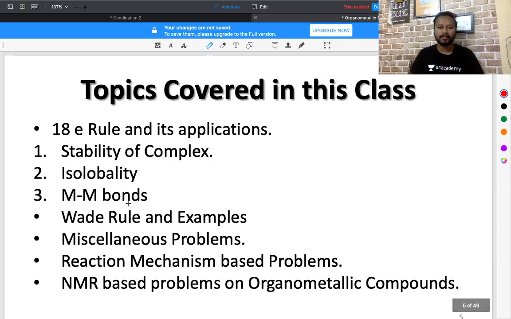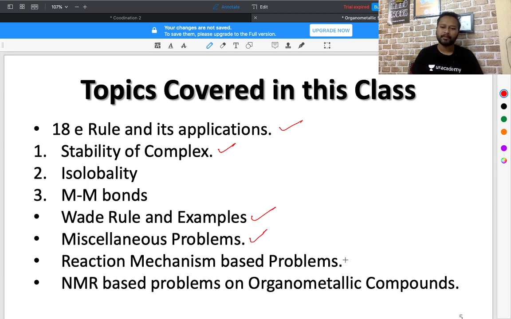Now today in this class, questions will be taken from topics like the 18 electron rule and stability of the complex. These are certain topics from where questions can be asked in your exam. The 18 electron rule tells you about the stability of a complex, then isolability, then metal-metal bonds, like how many metal-metal bonds will be there. That is also one type of question which can be asked. Then questions on Wade's rule, just to find out whether the given cluster is closo, nido, or arachno, what kind of cluster it is. Then there are many miscellaneous problems as well, based upon these things only, just asked in some other way.